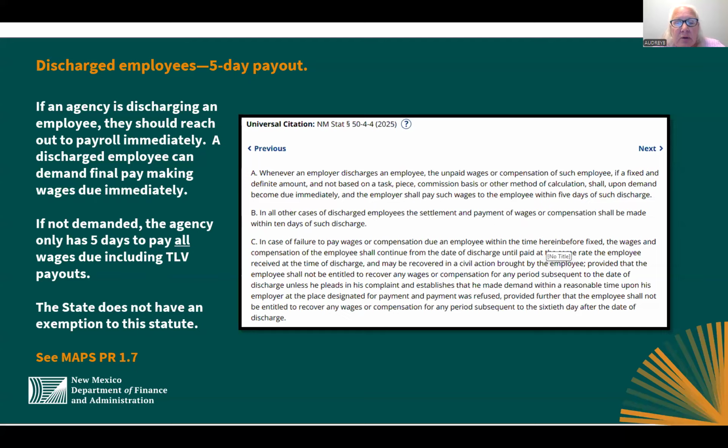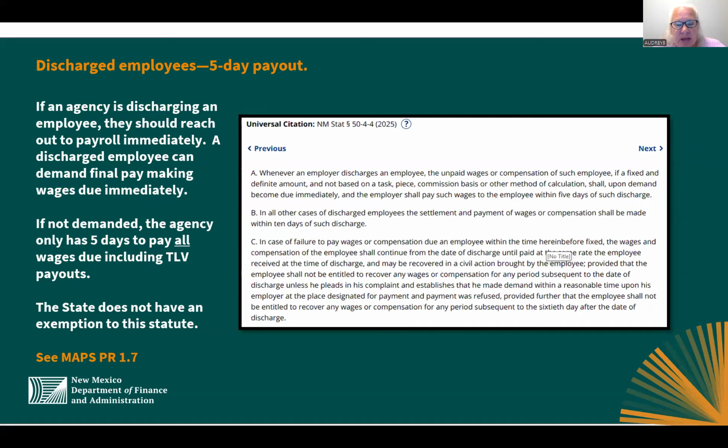These are the rules that are being enforced across the board to all employers, and it does not matter what type of employee you are and who your employer is. All of them are being held to this 5-day payout rule and the on-demand rule. So please be aware that it's not just state employees, it's not just classified employees, it is all employers, all employees.